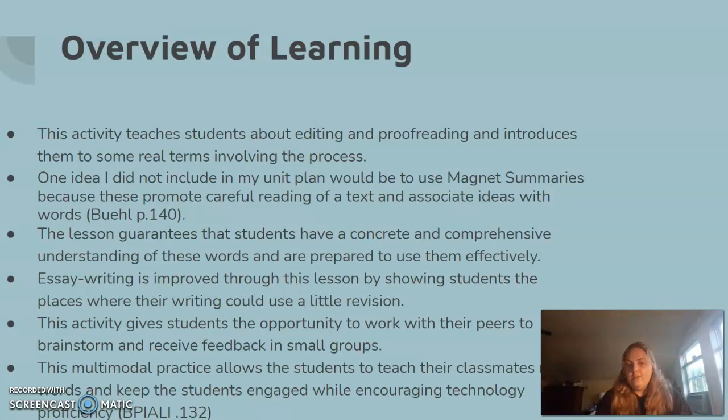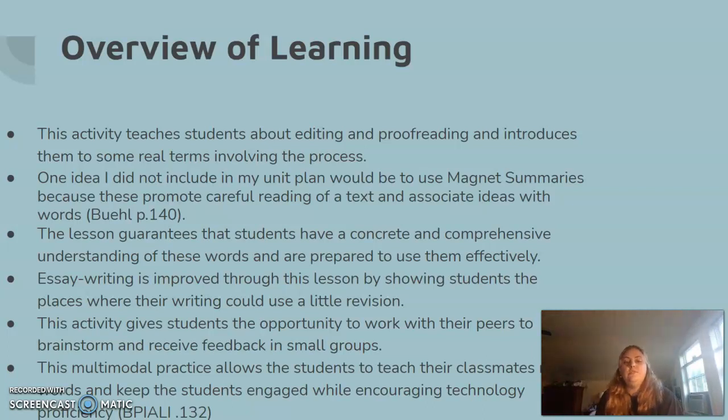One idea I did not include in my unit plan would be to use magnet summaries because these promote careful reading of a text and associate ideas with words. The lesson guarantees that students have a concrete and comprehensive understanding of these words and are prepared to use them effectively. Essay writing is improved through this lesson and shows students the places where their writing could use revision.